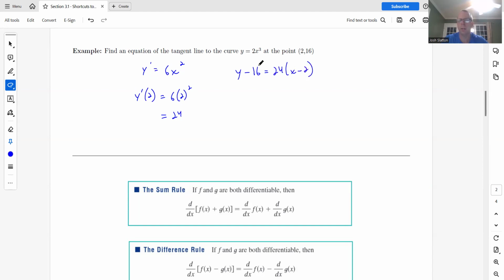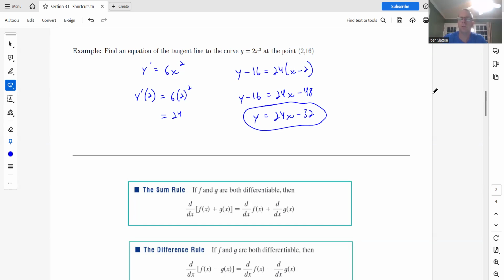So plug in the (2, 16). So we have y minus the y coordinate equals the slope times x minus the x coordinate. Then we can simplify that if we want. So y minus 16 is 24x minus 48, and then we'll bring the 16 over. And so we have y equals 24x minus 32. And that is the equation of the tangent line at this point, (2, 16). Okay.